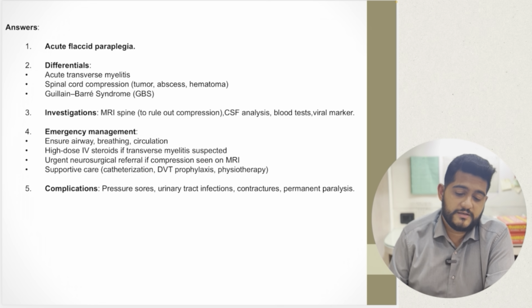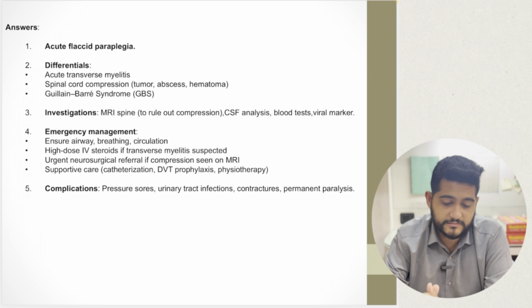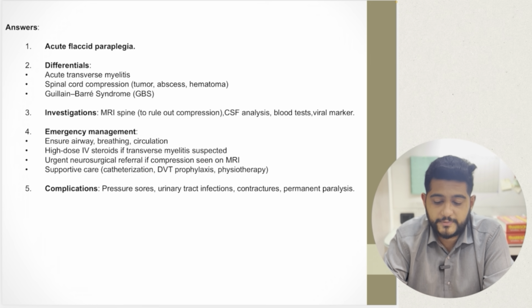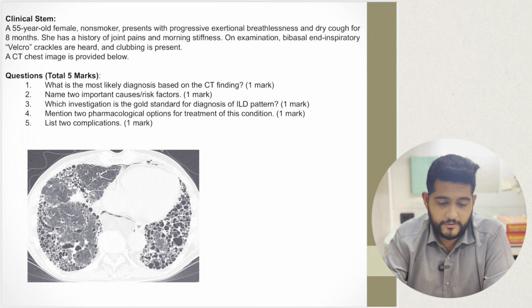Urgent neurosurgical referral if compression is seen on the MRI, and supportive care for the urine, that is the catheterization, for the constipation laxatives, DVT prophylaxis, physiotherapy, and so on. And certain complications like pressure sores, UTI, contractures, and permanent paralysis can occur. This is again an important clinical scenario, a case-based scenario, which can also be given as a long case, can come up in OSCEs. Then a 55-year-old female, non-smoker, presents with progressive exertional breathlessness and dry cough for 8 months. She has a history of joint pains and morning stiffness.